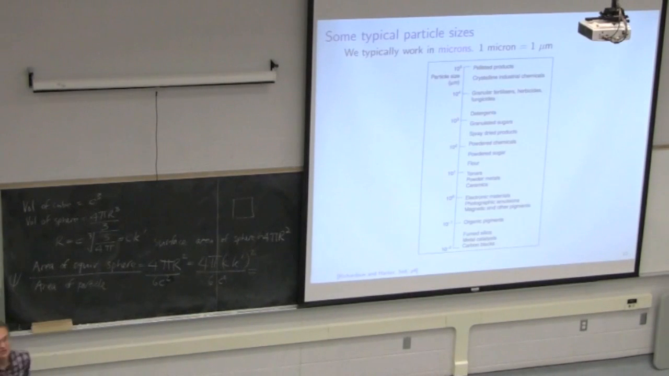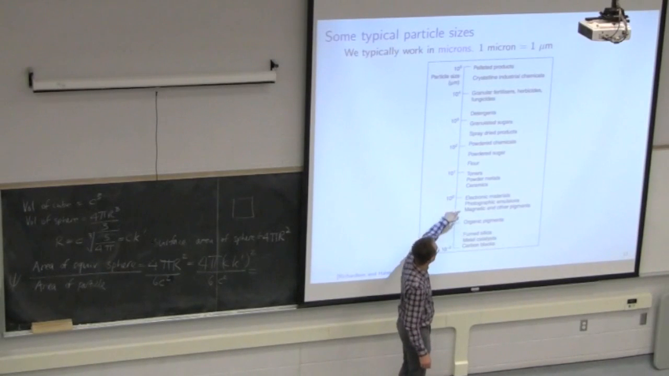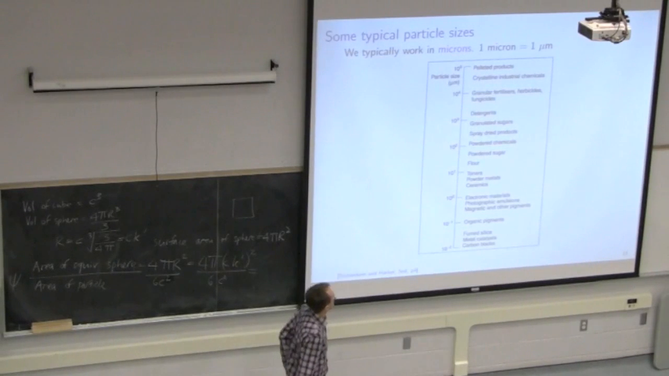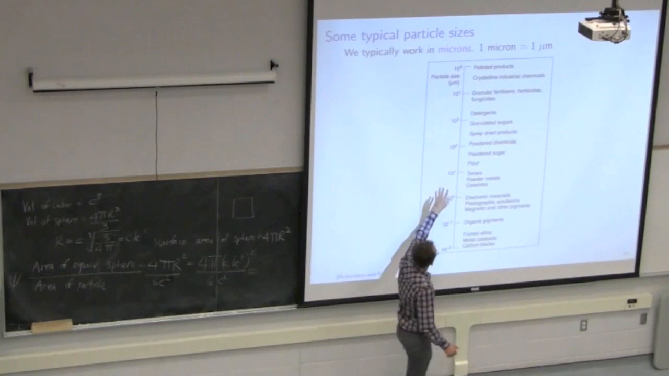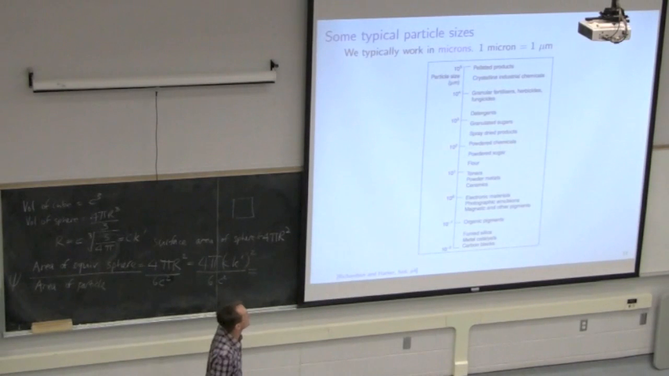Let's talk about the ranges that we'll encounter. So we will always work in microns when we're dealing with solids in general, because it's a convenient number to work with. So micron, 10 to the minus 6 meters, and we're dealing with very, very fine powders here, so pigments and powders, all the way up to pellets. Flour and sugar are daily products that we encounter here, so powdered soap, powdered sugar, detergents all appear in that 10 to the 3 micron range.